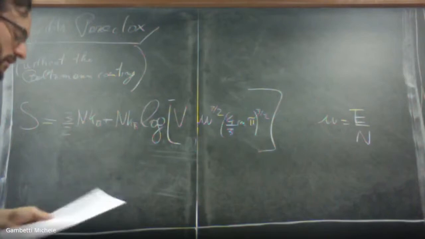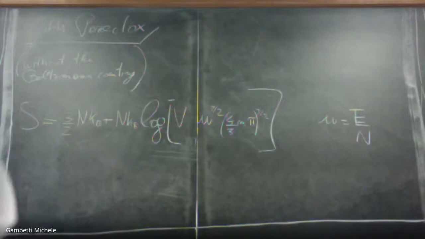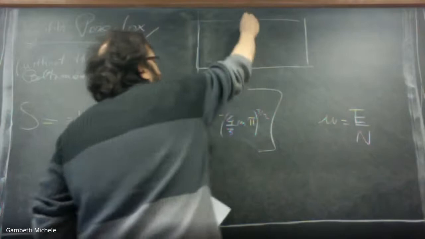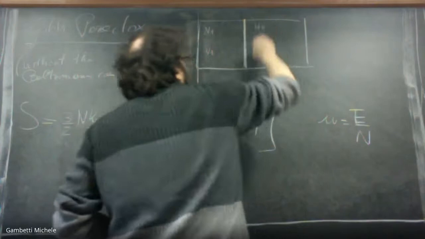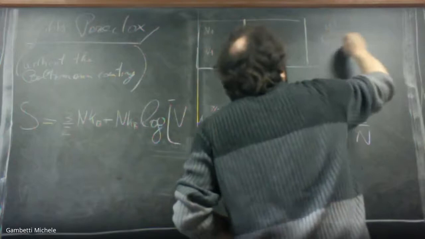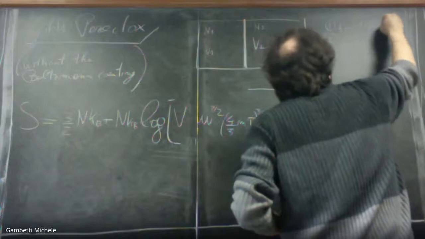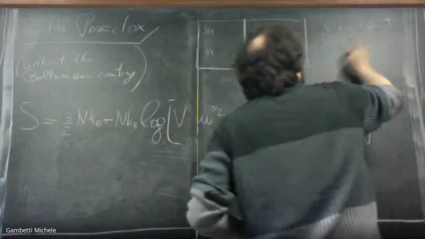Okay, but there is another problem that one can see from this formula, which is the Gibbs paradox, which is basically the following. Suppose that I have a box in which I have a separation that divides the box into two parts, and I have N1 particles here in the volume V1 and N2 particles here in the volume V2, where 1 and 2 are two different types of gas.